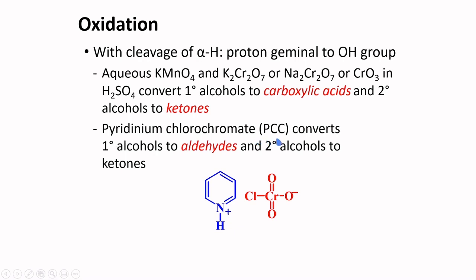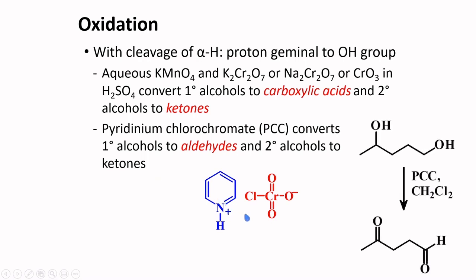Pyridinium chlorochromate or PCC converts primary alcohols only to aldehydes and secondary alcohols to ketones. The structure of PCC is this one. For example, using the same compound used earlier, PCC with dichloromethane solvent forms a ketone here and an aldehyde here. The aldehyde is no longer converted to the carboxylic acid.